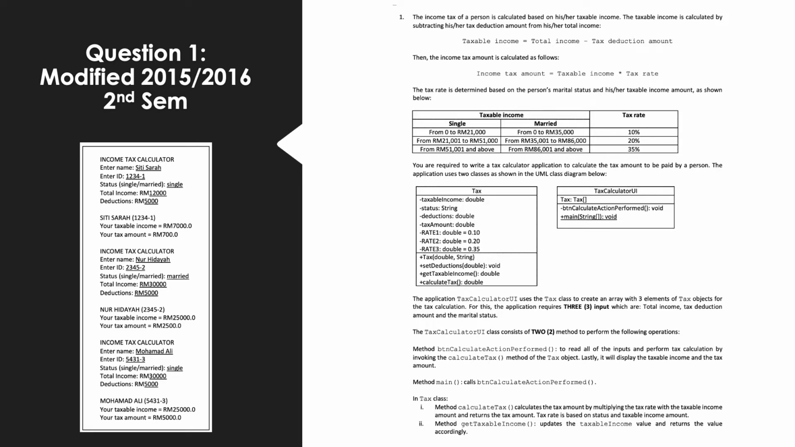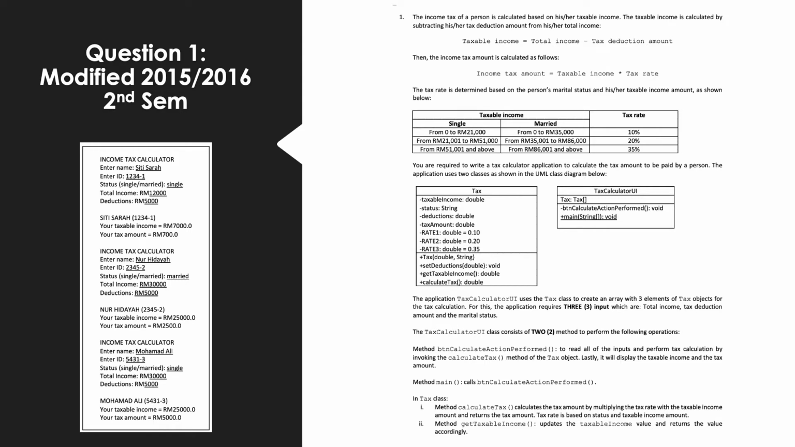And then in the Tax class, it has the method called calculateTax that calculates the tax amount by multiplying the tax rate with the taxable income amount and then returns the tax amount. Tax rate is based on status and taxable income amount. The other method, which is called getTaxableIncome, updates the taxable income value and returns the value accordingly.